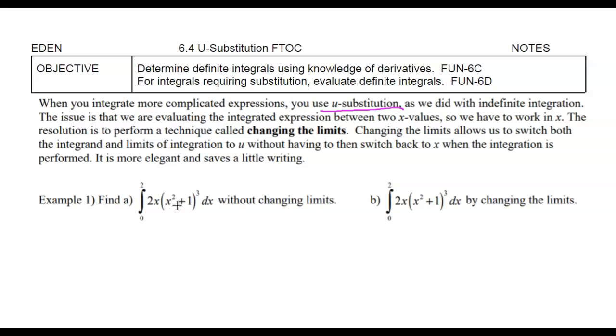So the original problem is always in terms of x, typically, or some variable, but when we do a U-substitution, remember we saw on the graphs that we can change those limits to match the variable. I'm going to show you the same problem both ways.